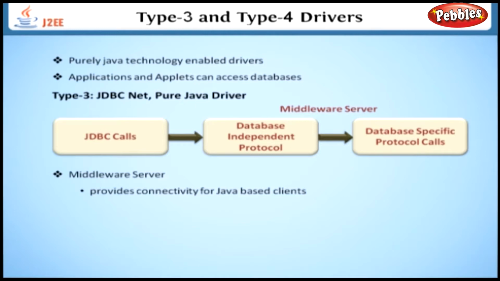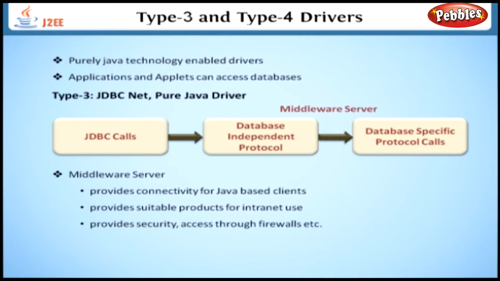All vendors of this solution will provide suitable products for intranet use. Also, the middleware provides additional requirements for security, access through firewalls, etc., to support Internet access. Several vendors are adding JDBC technology-based drivers to their existing database middleware products. Generally, the Type 3 JDBC drivers are the most flexible JDBC solution because they don't require any native binary code on the client.